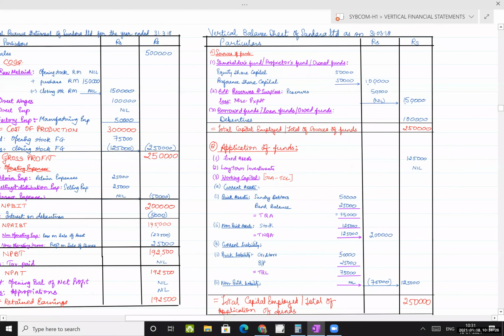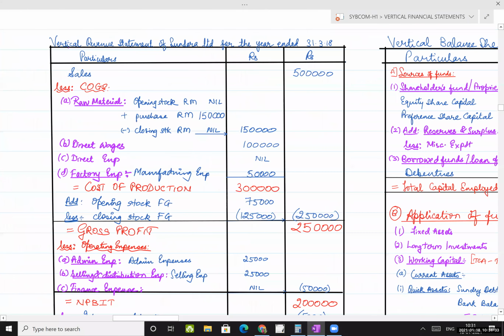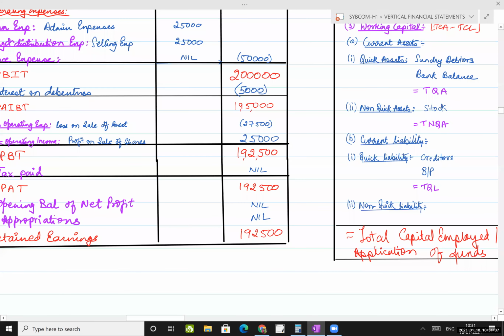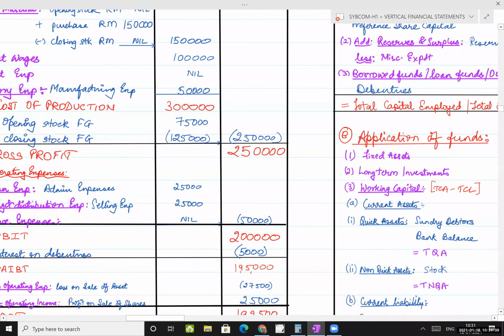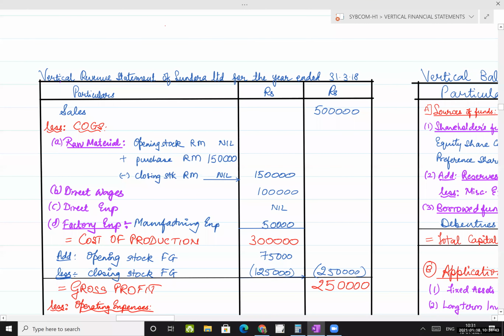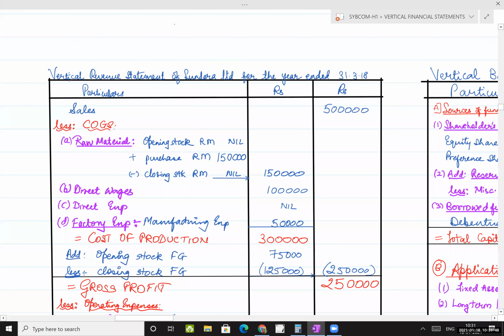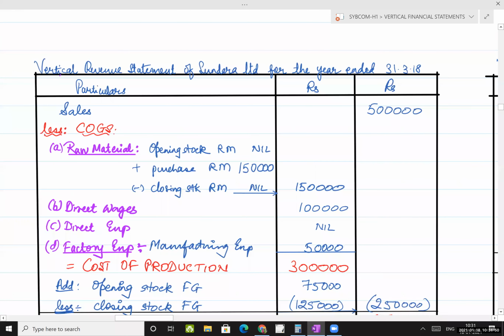Okay. Now let us move on to vertical revenue statement. Now your lengthy sums have started. Okay. First I did small sums so that you know how to make a balance sheet, how to make a P&L. And now we will make both. So start. Vertical revenue statement.